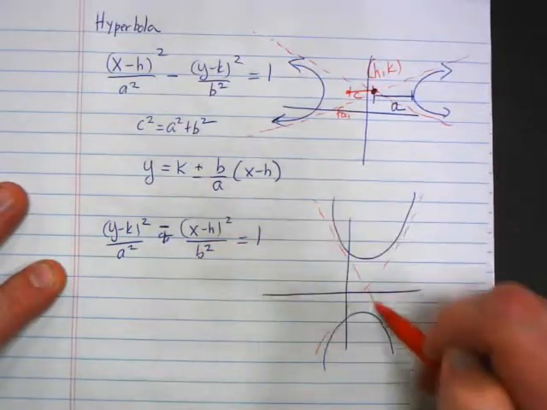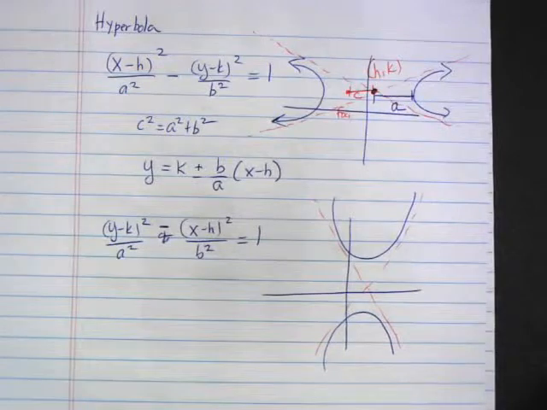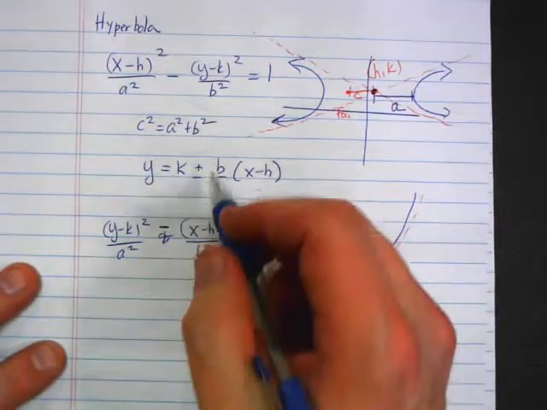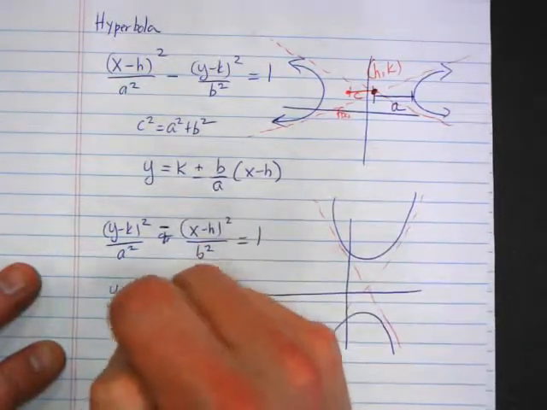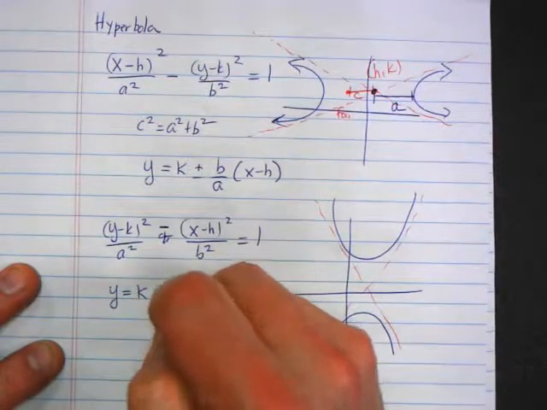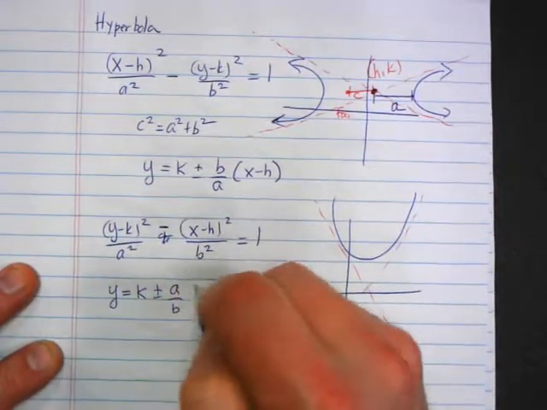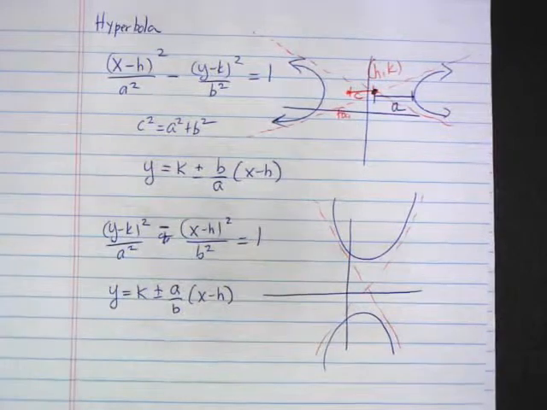And then everything else is the same. You have your center, you have your vertices, you have your foci. The only difference is the formula for the asymptotes is slightly different. Y equals k plus and minus a over b times x minus h.